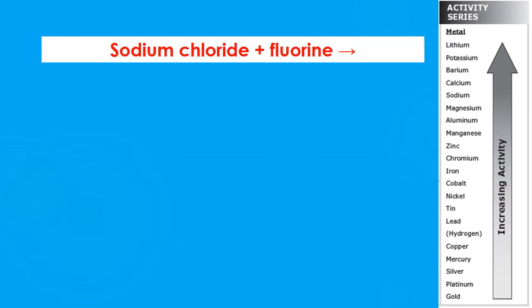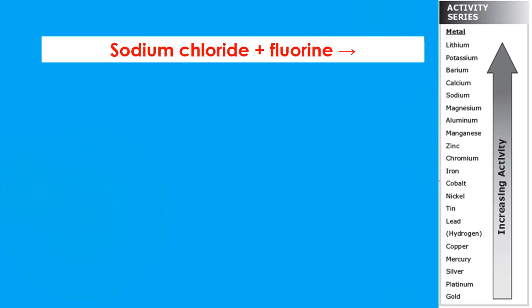So in this reaction, we have sodium chloride plus fluorine. Now fluorine is a non-metal, sodium is a metal. So fluorine cannot replace sodium, because metals can only replace metals. Non-metals can only replace non-metals. So that means the fluorine is trying to replace chlorine, or the chloride ion.